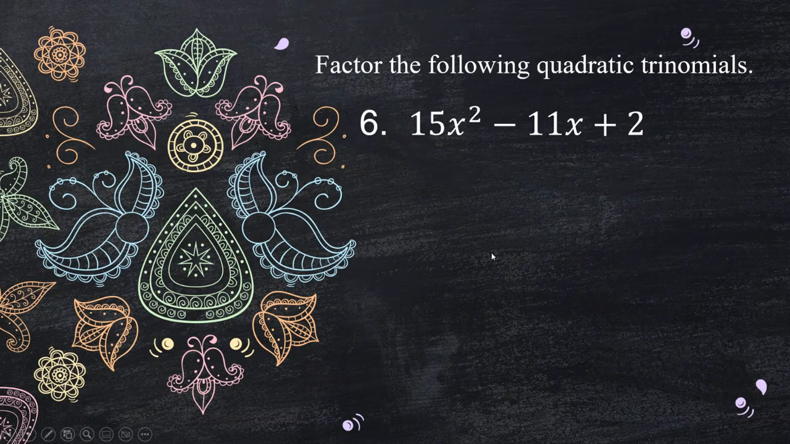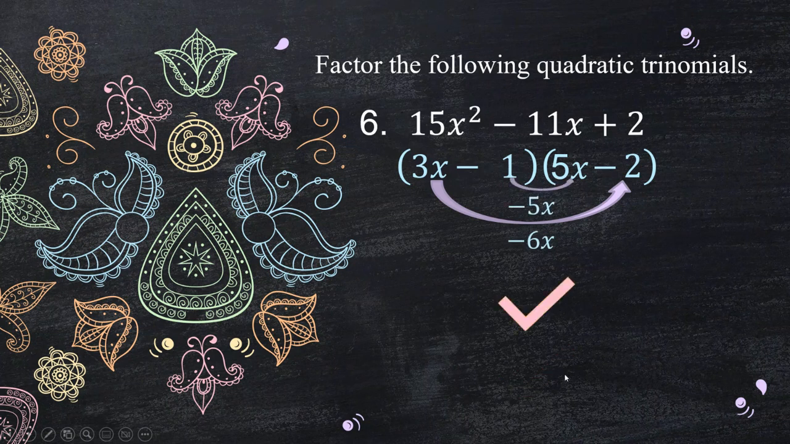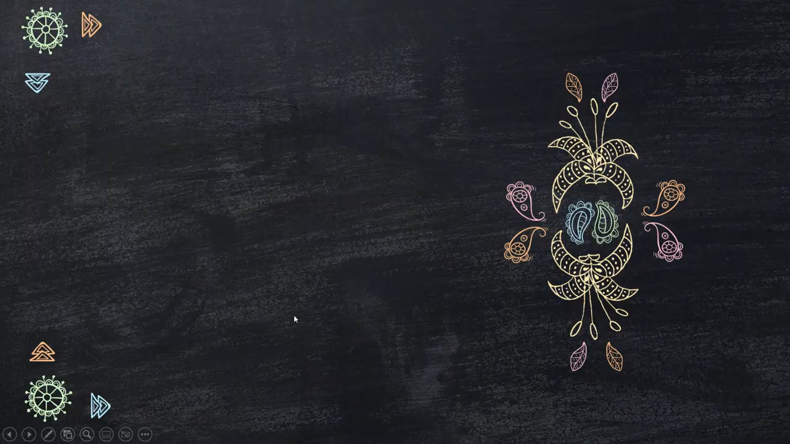Okay, for the last one, 15x squared minus 11x plus 2. My first guess, I'm going to choose 3x and 5x. And for my last term, I'm going to choose two negative numbers because, again, my middle term is negative, so I need both of these to be negative. Okay, negative 1 and negative 2. I'm going to check. 3x times negative 2 is negative 6x, and negative 1 times 5x is negative 5x, giving me negative 11x. So I ended up getting that one on the first guess, and it checked out on the first one. Okay, so that is it for today.